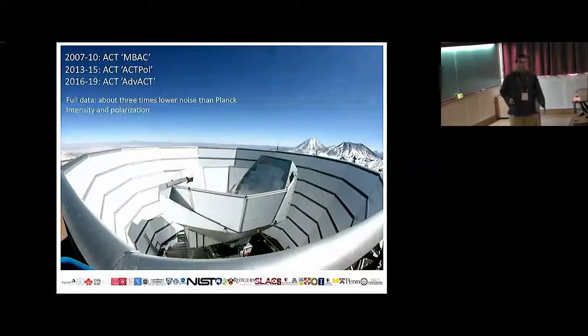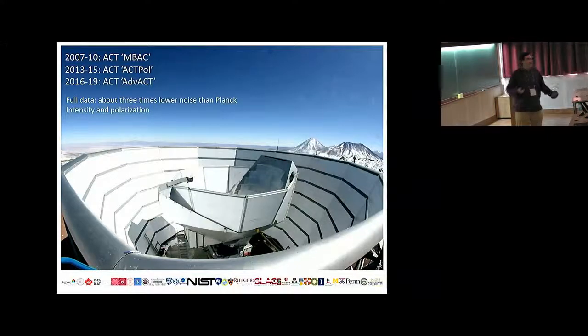Okay, so ACT has been going for a while now. This is what the telescope itself looks like, but things have changed a lot with the detectors over the years. The original receiver was called MBAC. Then from 2013 to 2015, we moved on to ACTPol, which is polarization sensitive and more sensitive generally. Since 2016, we've been observing with Advanced ACT, which has more frequency channels and more sensitivity. That's actually been extended. It's going to keep observing till 2021, I think.